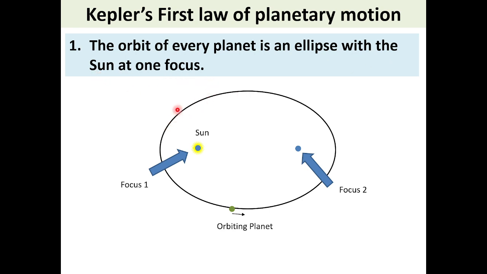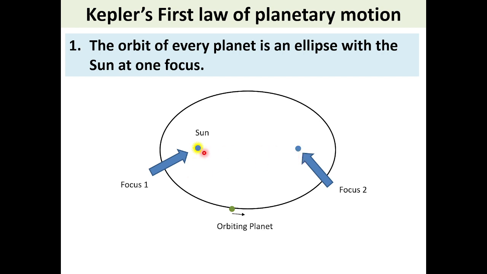So every planet around the sun moves in an elliptical path, not a circular path. The path is ellipse, not circle. As you can see in this diagram, this is not a circle, this is an ellipse. And as you know, the ellipse has two foci, one focus here and the other focus here.